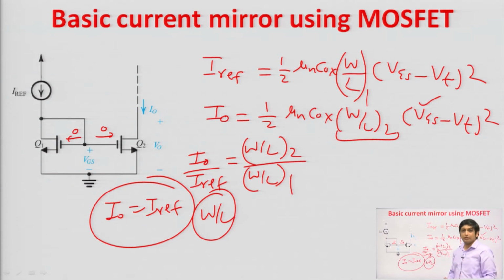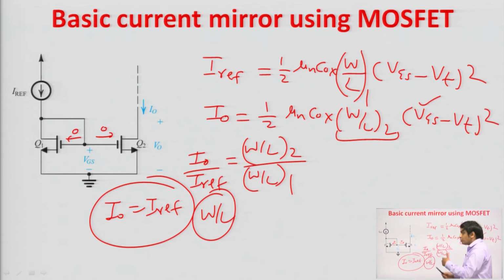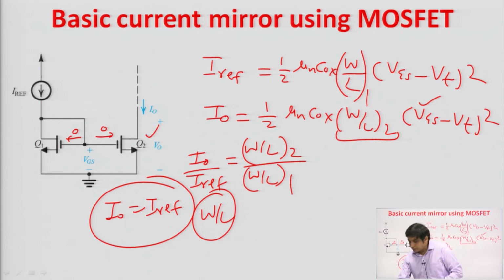To use as a current mirror, what we need to do? The W by L ratio of Q1 and Q2 should be same. If we want more current at the output, you can increase the W by L ratio of Q2 transistor. The same thing happens in BJT also. If we increase the emitter base junction area of BJT of Q2 transistor, there also we can increase the output current, fine. Here we increase the W by L ratio, that is aspect ratio, W is the width of the channel, L is the length of the channel, fine.